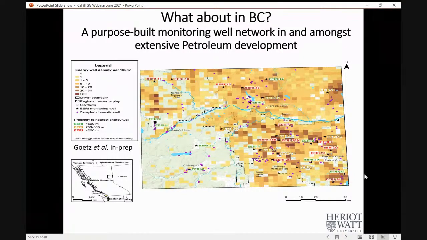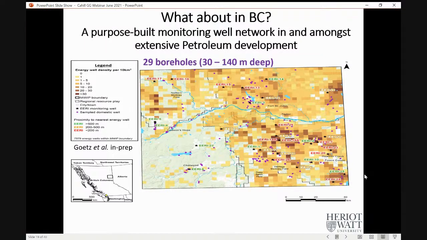As it hadn't been done before, we wanted to look in and amongst that development, particularly in groundwater. We got the opportunity to install a purpose-built monitoring well network in and amongst this extensive development in the Peace region of northeast British Columbia, up where the Montney resource play is. You can see here, this map with the shaded regions is the energy well density. And you see the stars there labeled Erie. They are the purpose-built boreholes that we drilled.